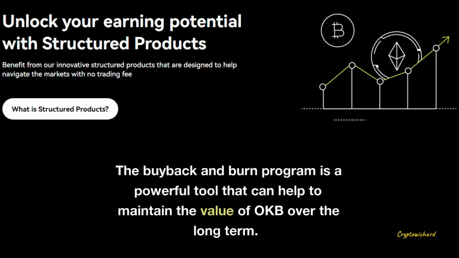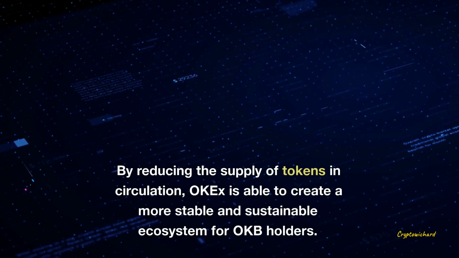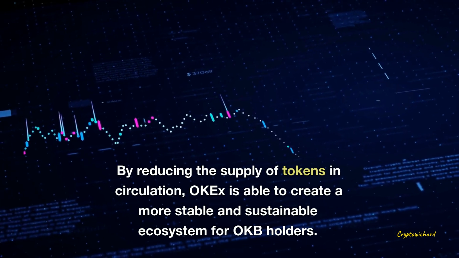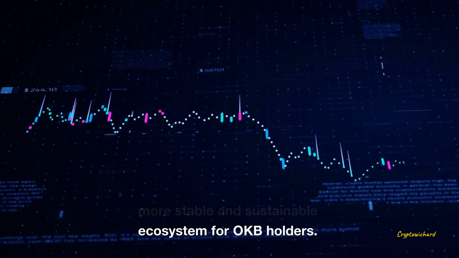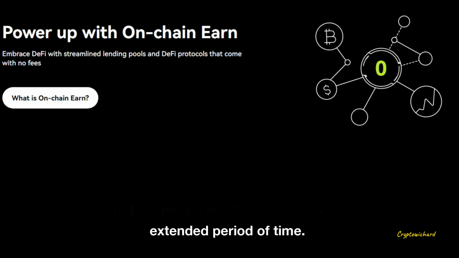The buyback and burn program is a powerful tool that can help to maintain the value of OKB over the long term. By reducing the supply of tokens in circulation, OKEX is able to create a more stable and sustainable ecosystem for OKB holders. This can be particularly beneficial for long-term investors who are looking to hold onto their OKB tokens for an extended period of time.